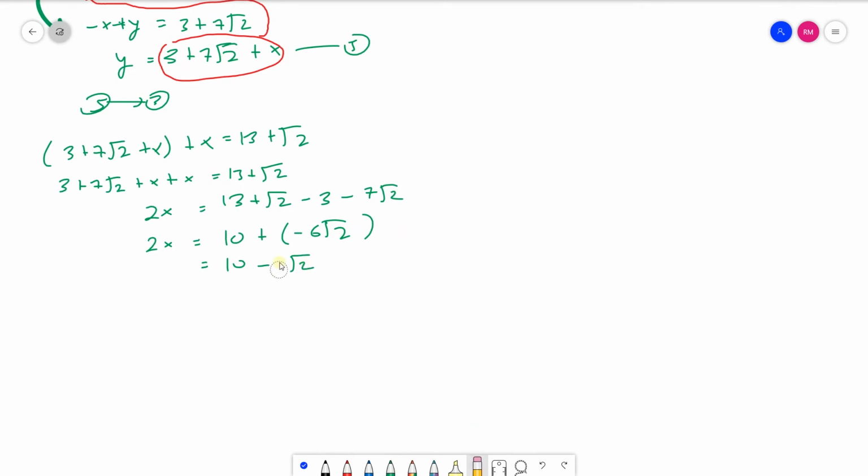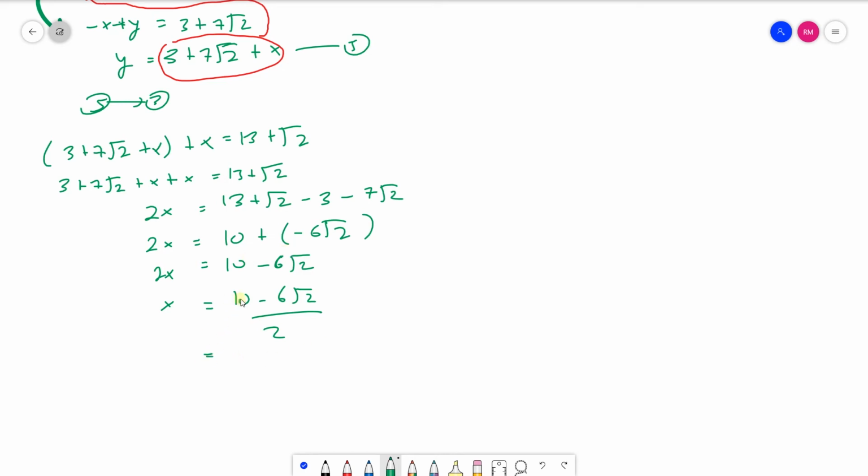Sorry, I made a mistake. It's supposed to be 6, not 3. Correct. Negative 6 surd 2, not 3 surd 2. Alright, I can take x, divide everything with these two. Correct. These two, if I want to move to the right hand side, I need to divide it.